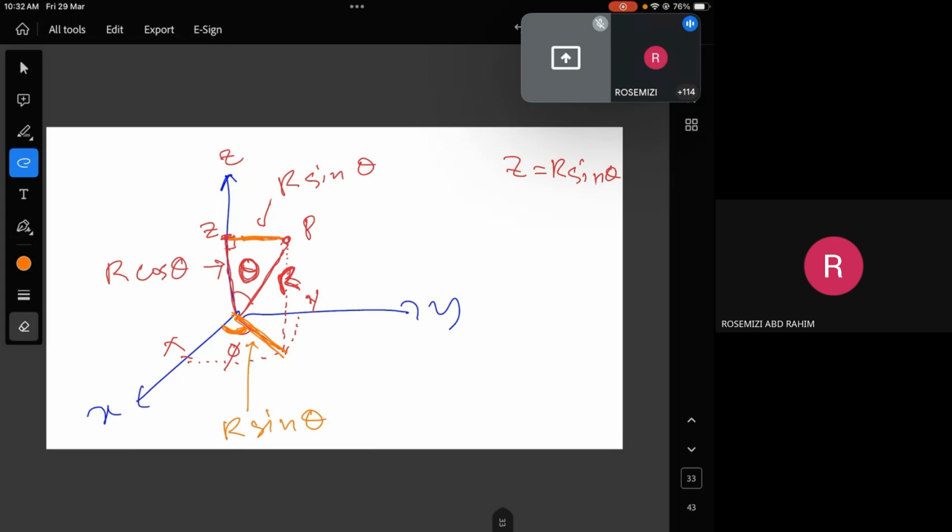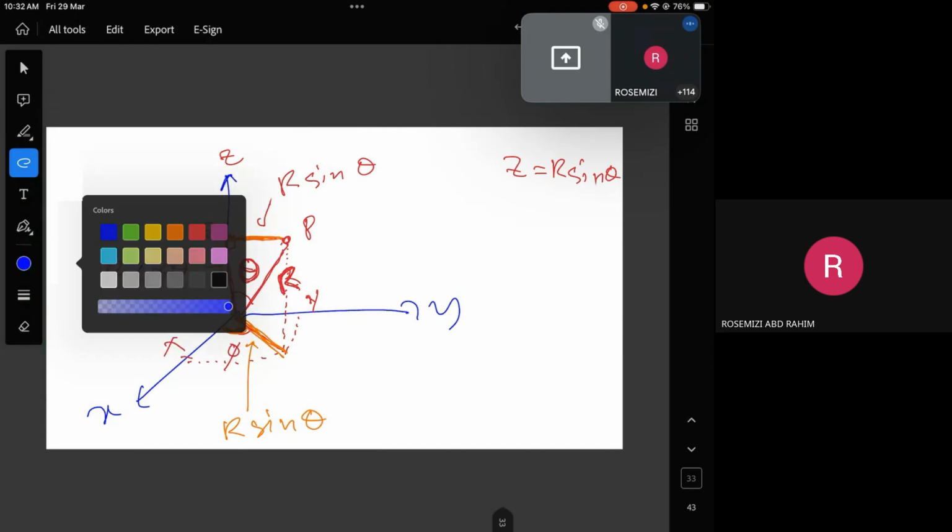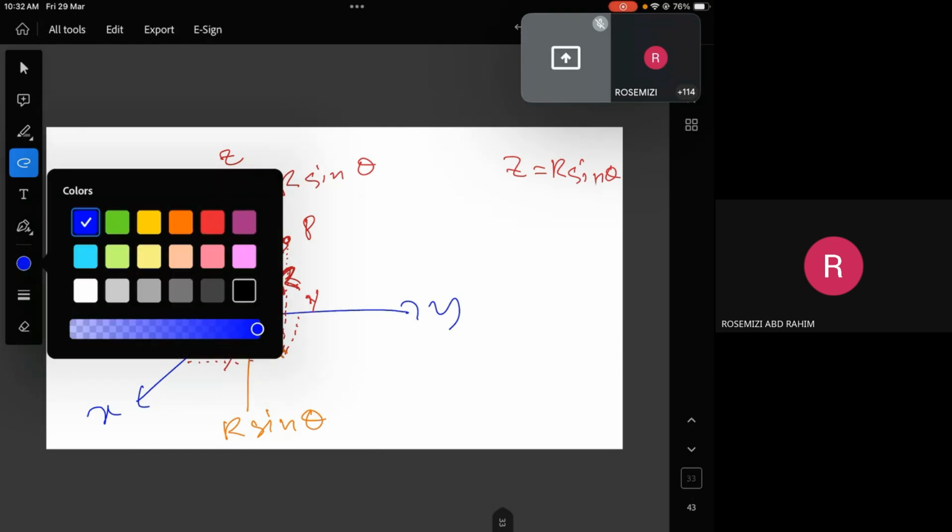Sorry, you need to change color. Just put blue color again. Oh no, green.